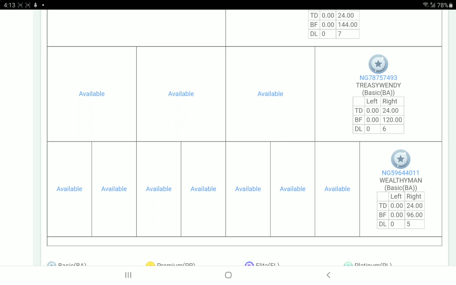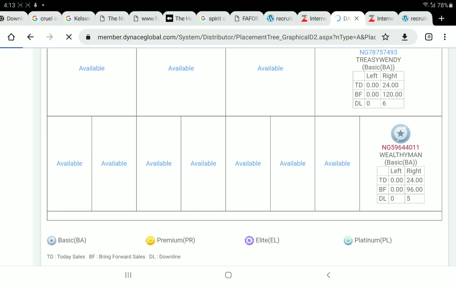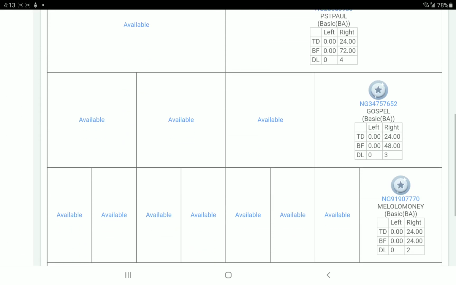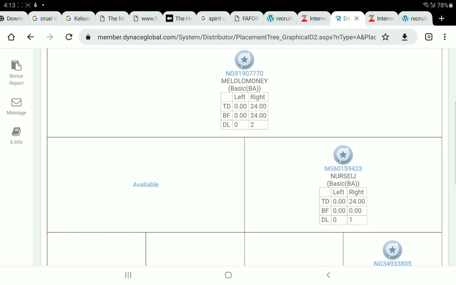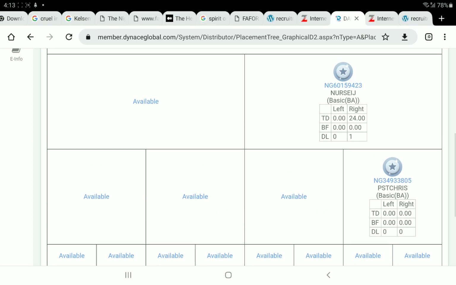Your growth will be slow. Okay. Wedding man, I just want to get to the end. Wedding man is on the right, and that is how the placement was followed down to Pastor Paul, Gospel, Melody Money. Then the last person, which is Nurse J, and under Nurse J was Pastor Chris. And if you look at the left, you see they're available.